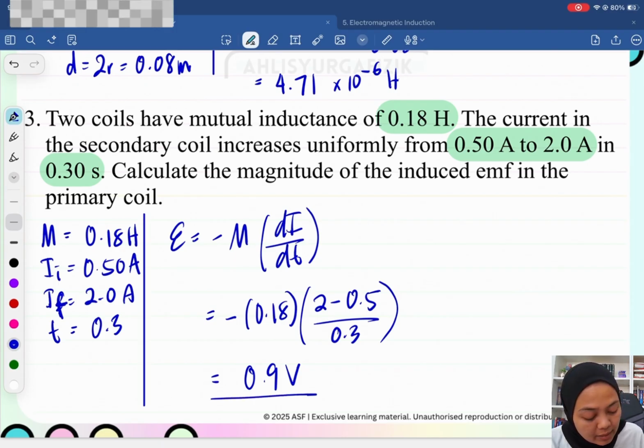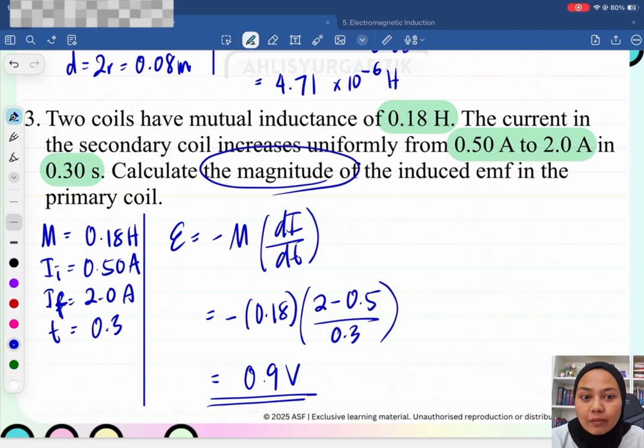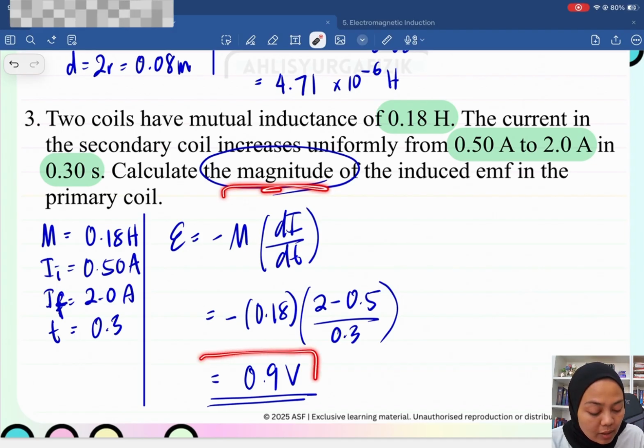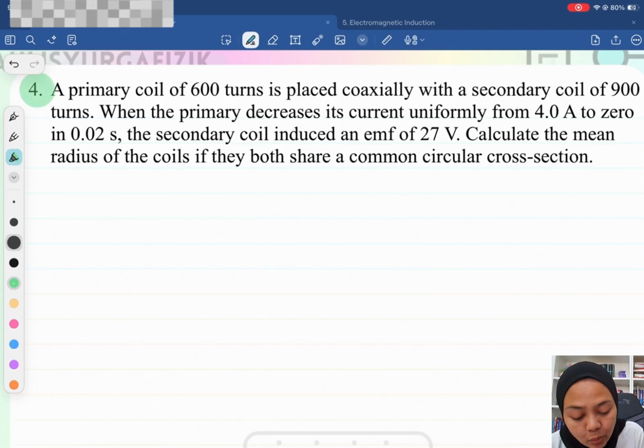Now notice that I didn't write the negative sign because the question is just asking for the magnitude. So I don't have to show that the induced EMF is opposing the change in the current anymore. The negative sign is just a symbol to show that this is opposing. And since the question is asking for the magnitude, I can just leave it like this. No need to add in the negative sign.